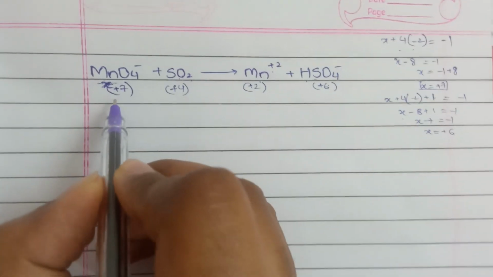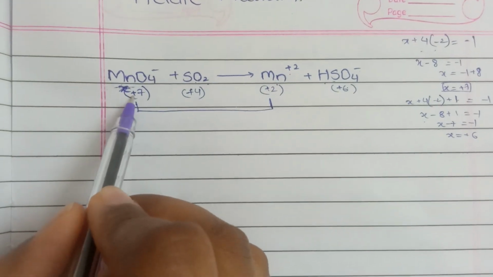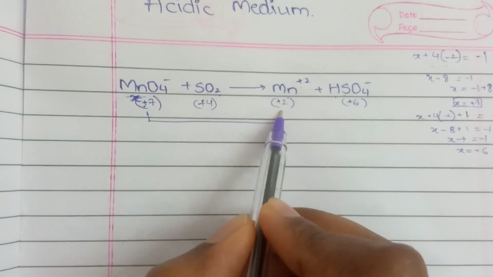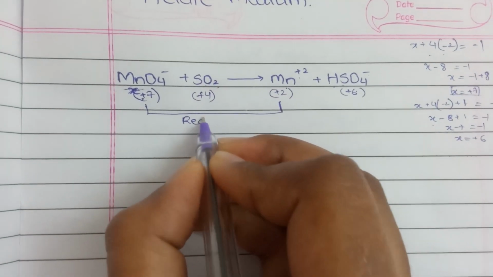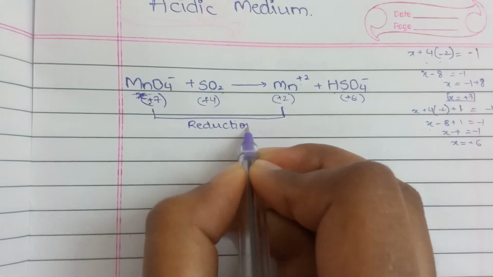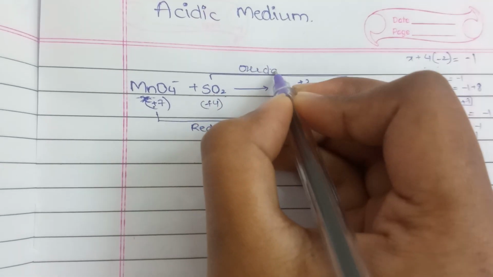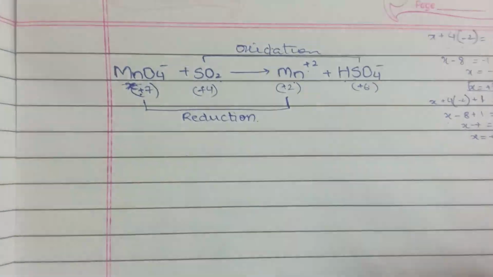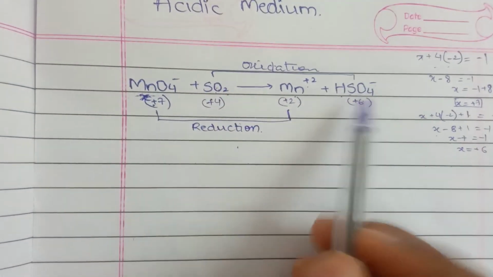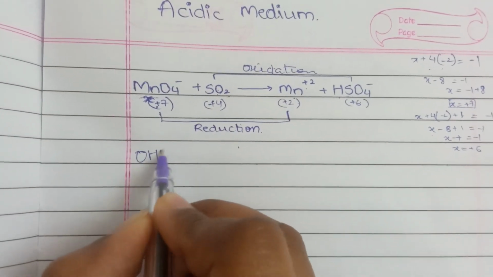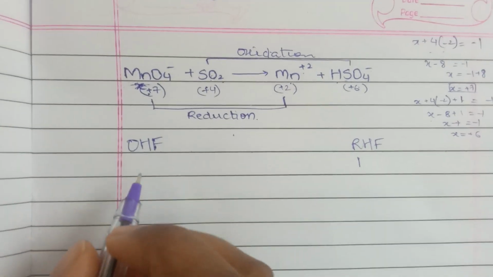Now Mn here, the positive charge is reducing, so this is a reduction reaction. So obviously the other one is oxidation reaction. So we'll take half of the reaction as reduction, other half as oxidation. So we'll take oxidation half reaction and reduction half reaction separately.